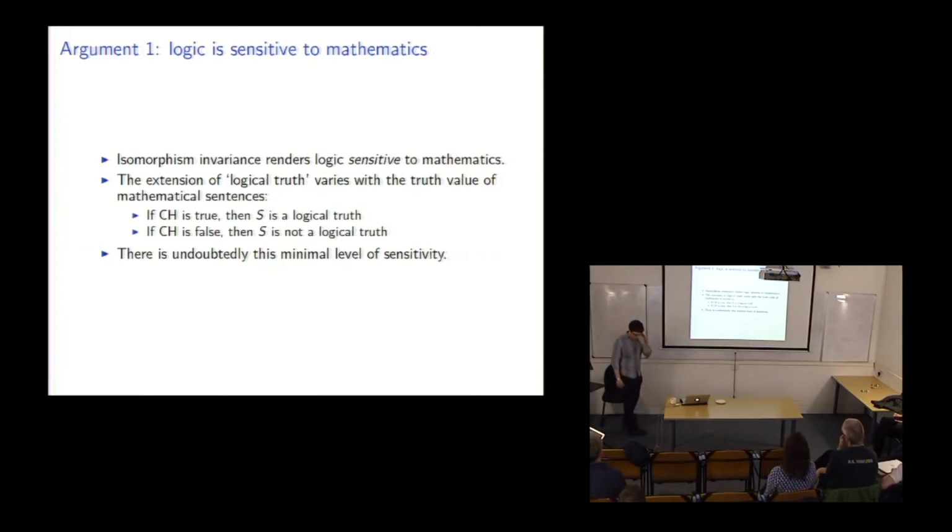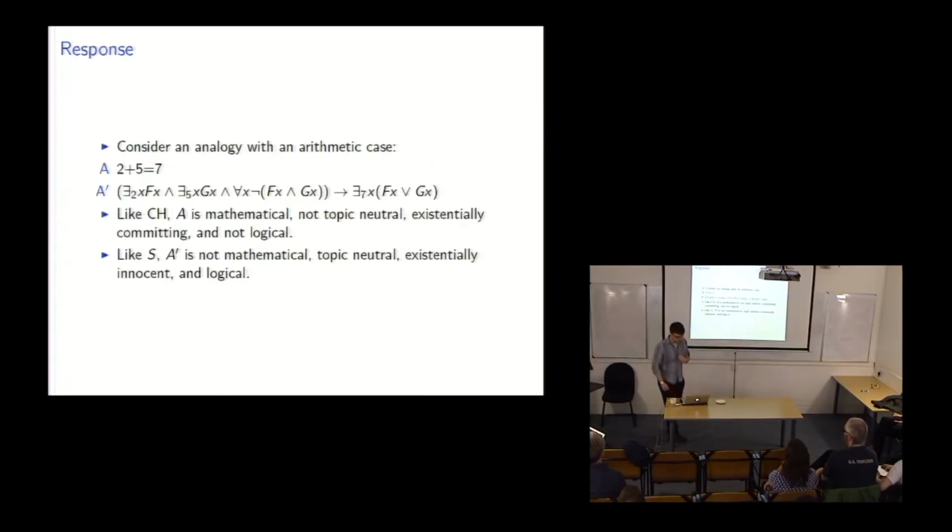Now, the next three arguments that we can go through, I'm going to try in each case to knock down. This one we just have to accept and say, look, these are true, those conditionals are true. So we do have that minimal level of sensitivity between logic and maths on the isomorphism invariance approach. So the best we can do is to try and say that that's nothing scary. In fact, that's nothing terribly unfamiliar.